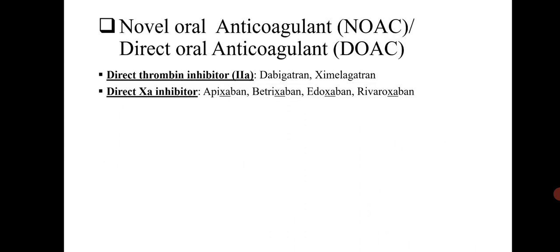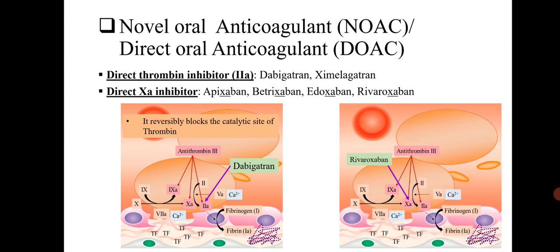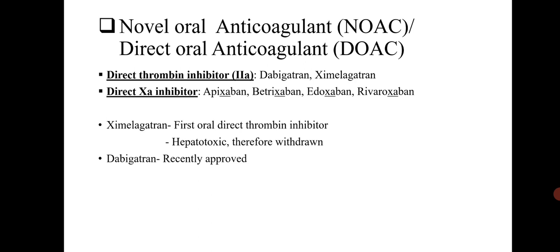Coming to the novel oral anticoagulants, such as dabigatran and ximelagatran, they reversibly block the catalytic site of thrombin. Apixaban, betrixaban, edoxaban and rivaroxaban inhibit factor 10A directly. Therefore, they are known as direct oral anticoagulants. Ximelagatran was the first oral direct thrombin inhibitor, which was hepatotoxic. Therefore, it was withdrawn from the market. Dabigatran is recently approved.